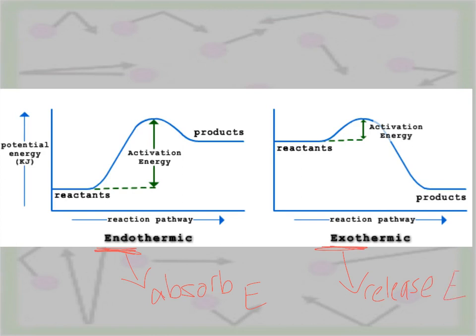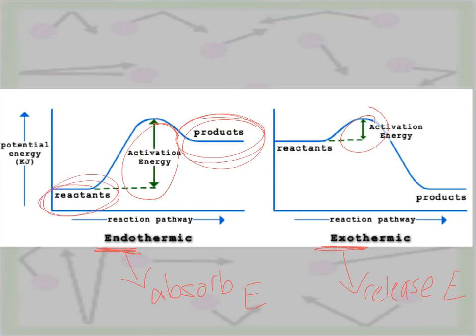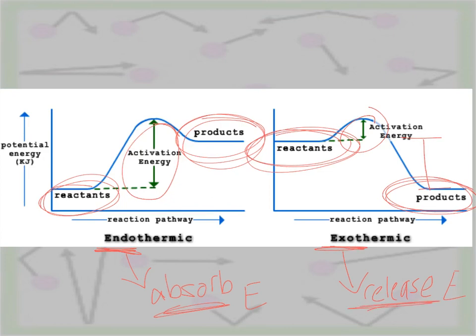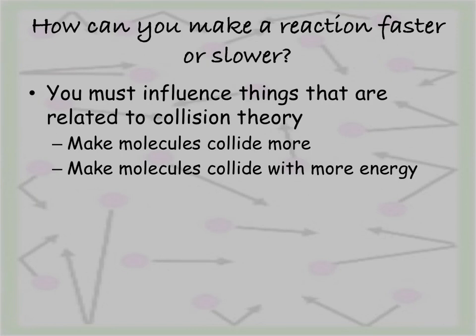Okay, so if you'll notice, they both have activation energies, right? Okay, so the difference between endothermic and exothermic, in endothermic the products have a much higher energy than the reactants. So the only way this could happen is that energy had to be added into the system. It had to absorb energy. All right, now exothermic, your products have a lower energy than your reactants. Okay, so there's actually extra energy left over that the molecules don't need anymore, so they're going to release that energy.